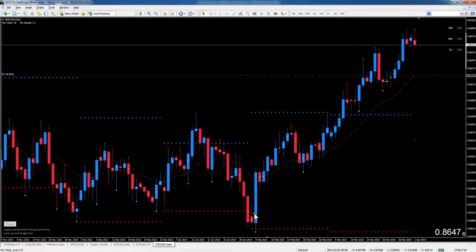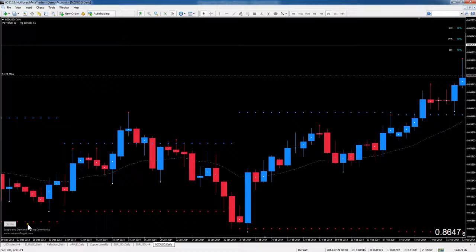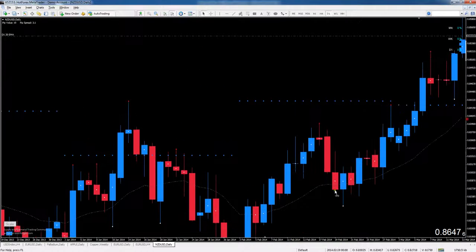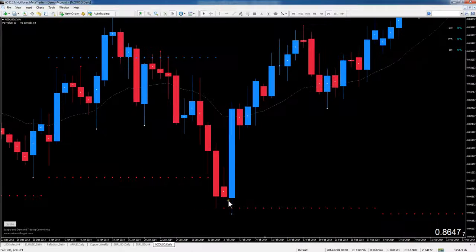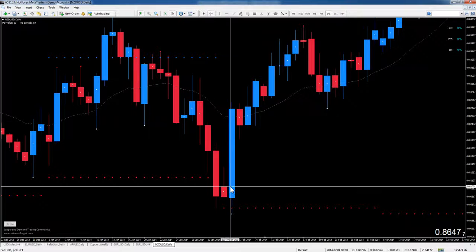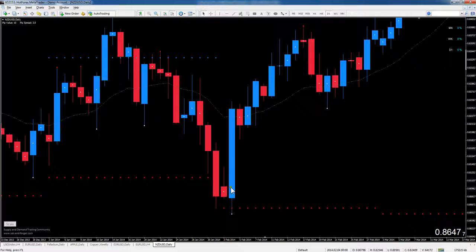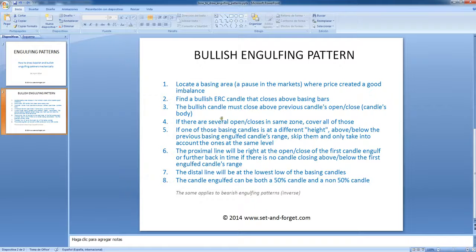This is a candle body, and we do have this candle that engulfs the previous candle's body. So from here to here, this is the body, and this candle engulfs, covers the whole previous candle, one candle to the left. So if we continue the description, if there are several open closes in the same zone, we cover all of those.